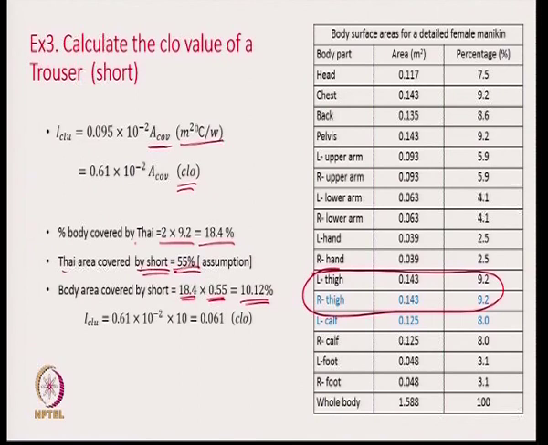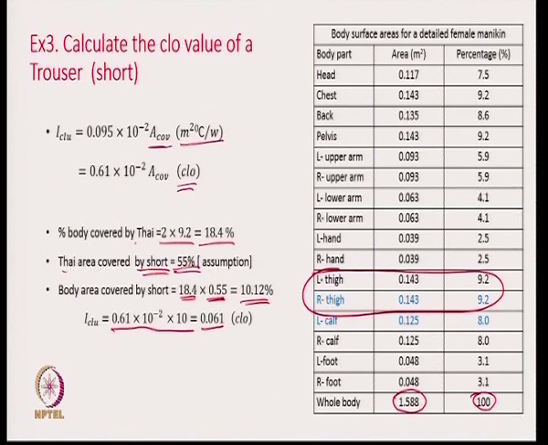The whole body area. In this particular table, this is a female mannequin. The total body area of the mannequin is 1.588, and this data has been given with respect to a mannequin, which is considered to be 100, and accordingly the different parts of the mannequin area have been quoted here in this table, and we are using this particular table to get an initial estimate of the clo value of a trouser. The trouser, therefore, which is short, is going to cover only 10% of the body area, and therefore, the insulation value is going to be 0.61 into 10 to the power minus 2 into 10, because 10.12% is covered, that gives you a value 0.061 clo.